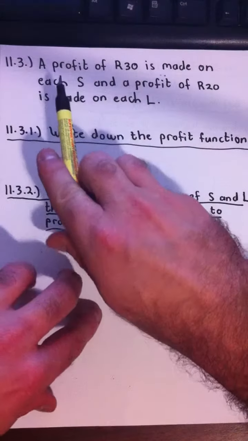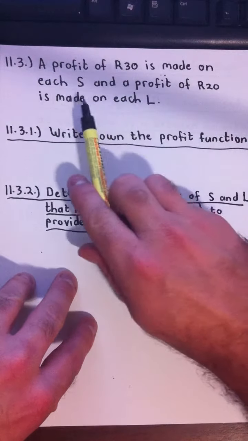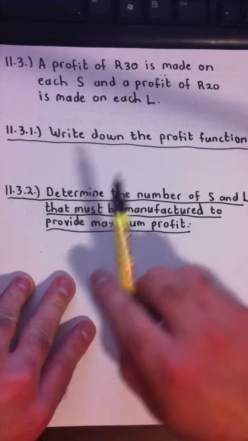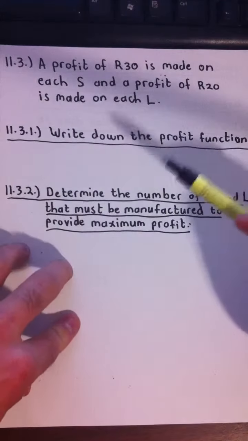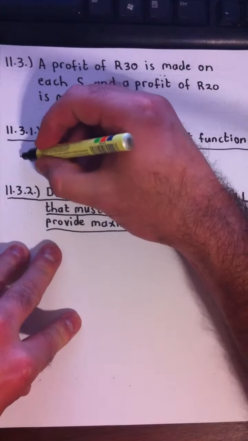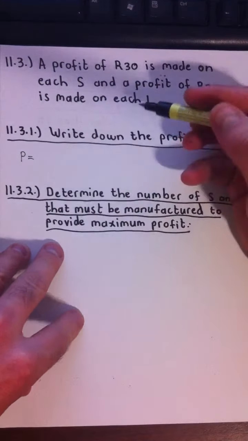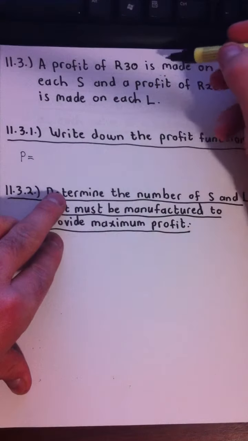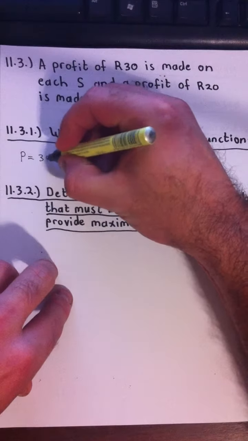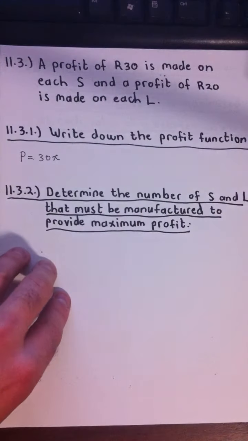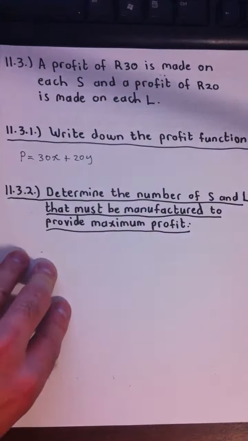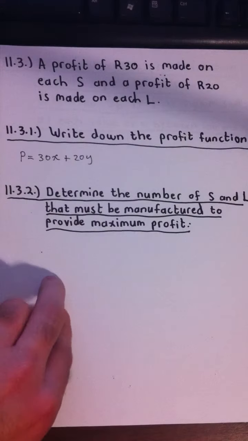11.3, so a profit of 30 Rand is made on each short sleeve shirt and a profit of 20 Rand on each long sleeve shirt. Now write down the profit function. This is a pretty straightforward 1 mark question. We'll say the total profit is equal to the profit on a short sleeve shirt plus the profit on a long sleeve shirt. So the profit on a short sleeve shirt is 30 Rand, so it's 30 times the number of short sleeved shirts you sell, plus 20 times the number of long sleeved shirts you sell. Easy as that for 1 mark.